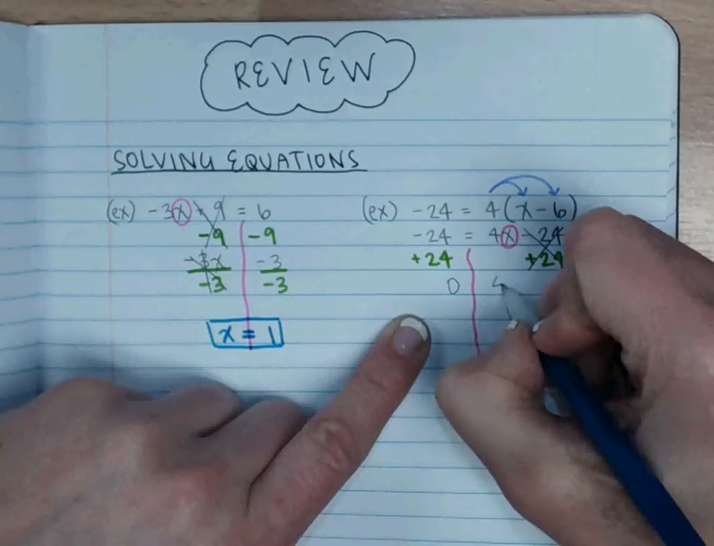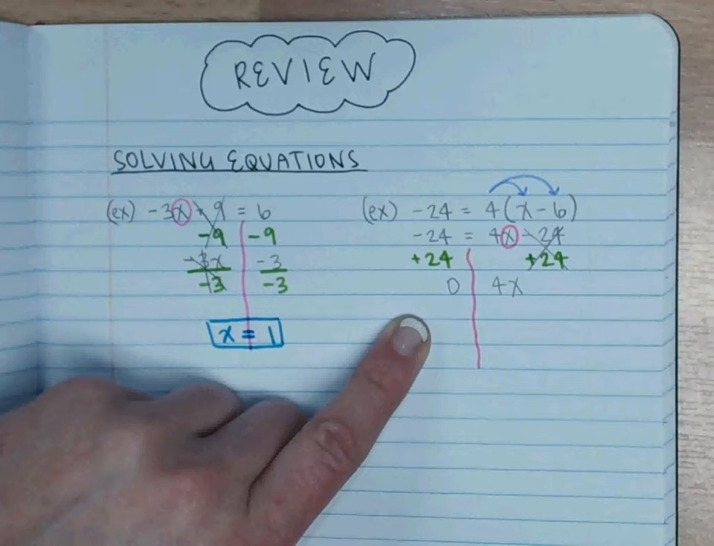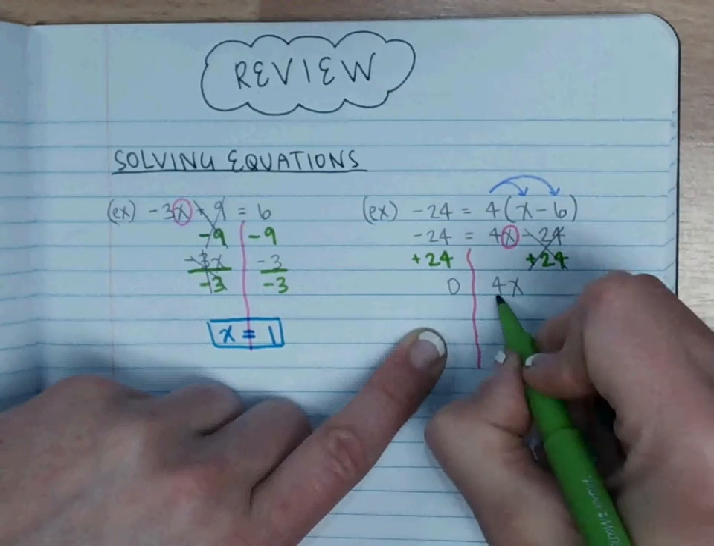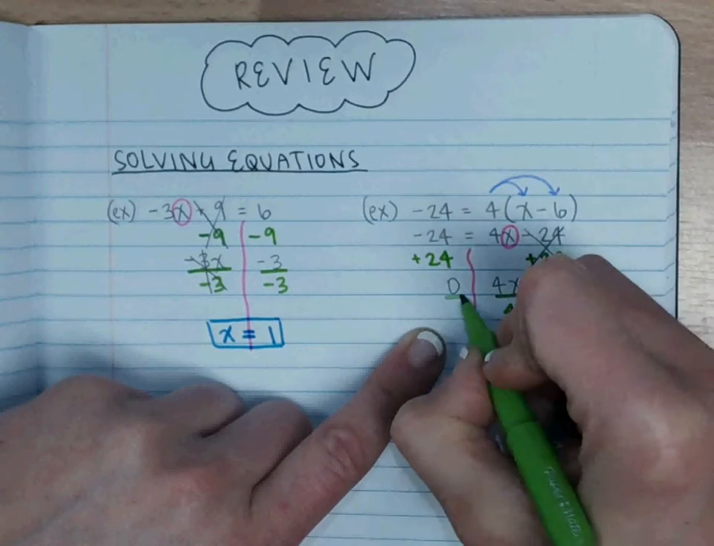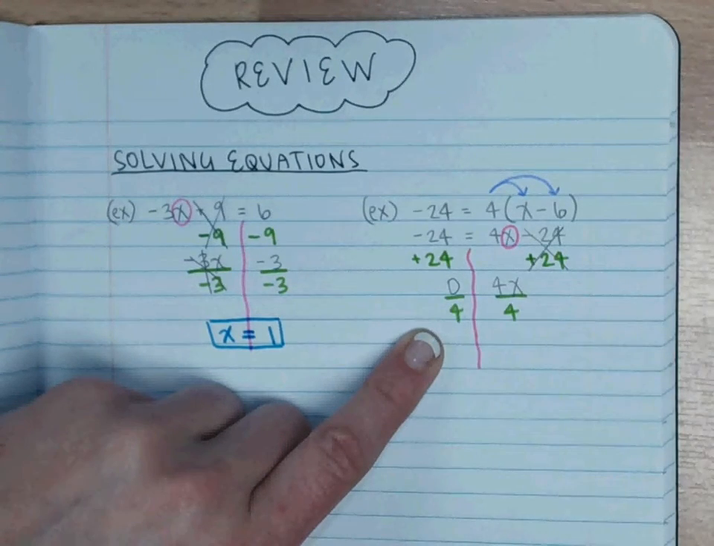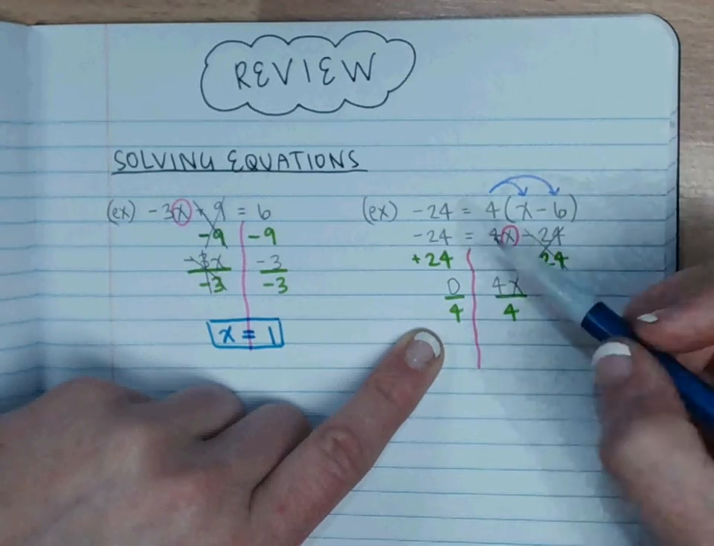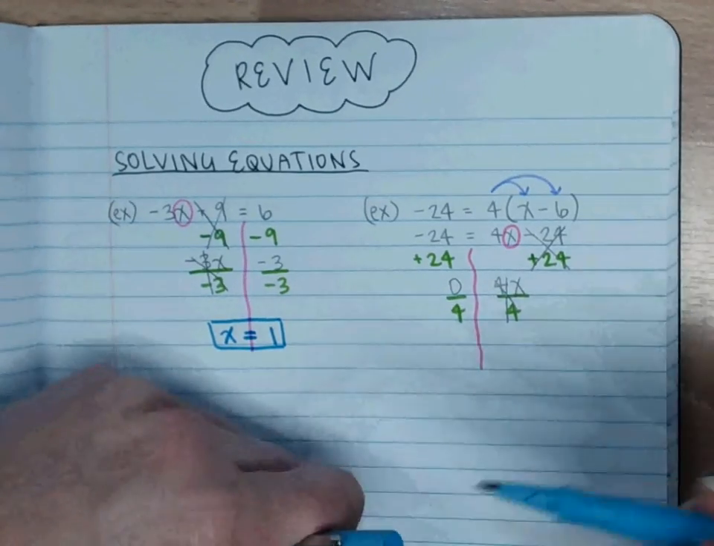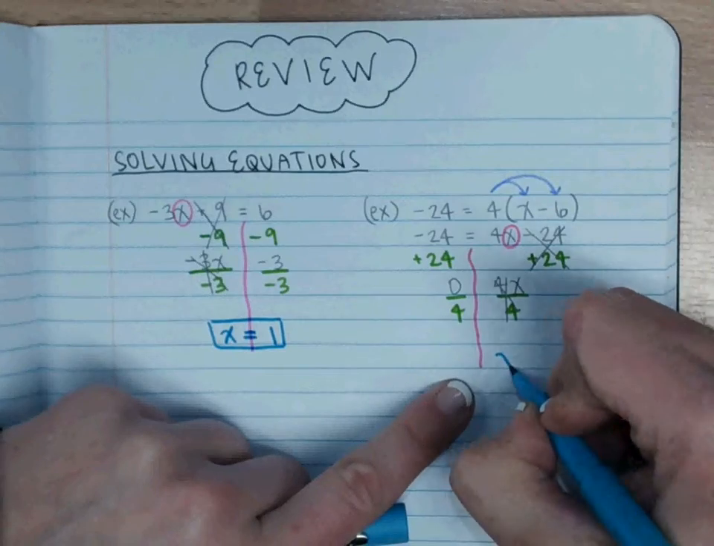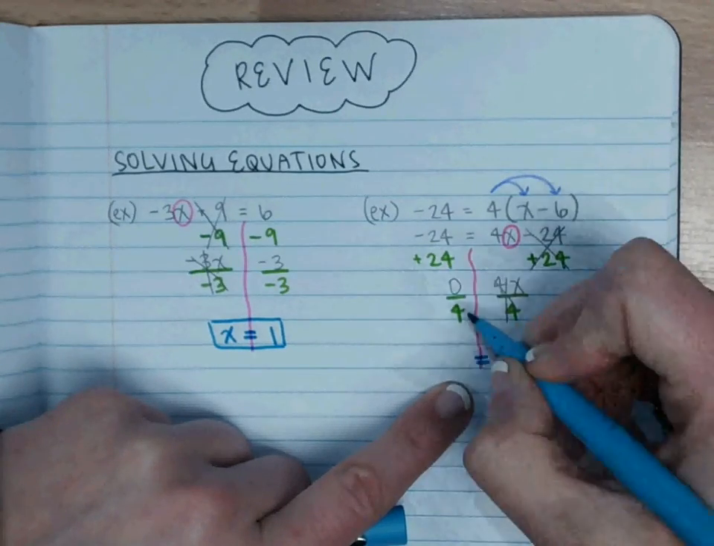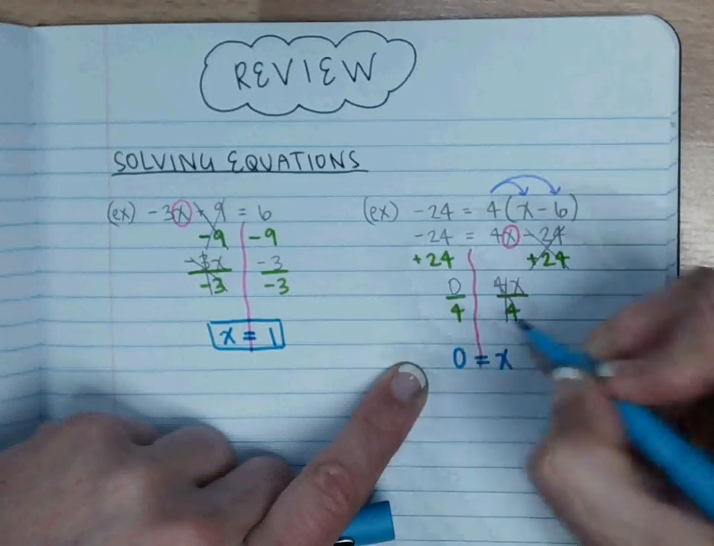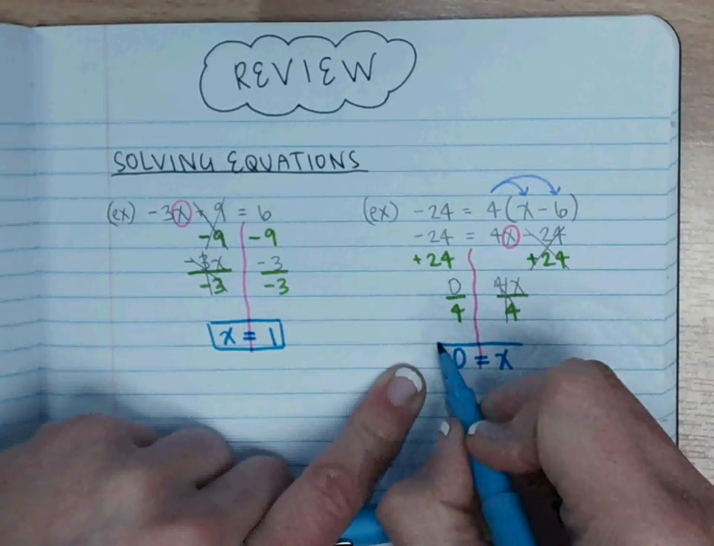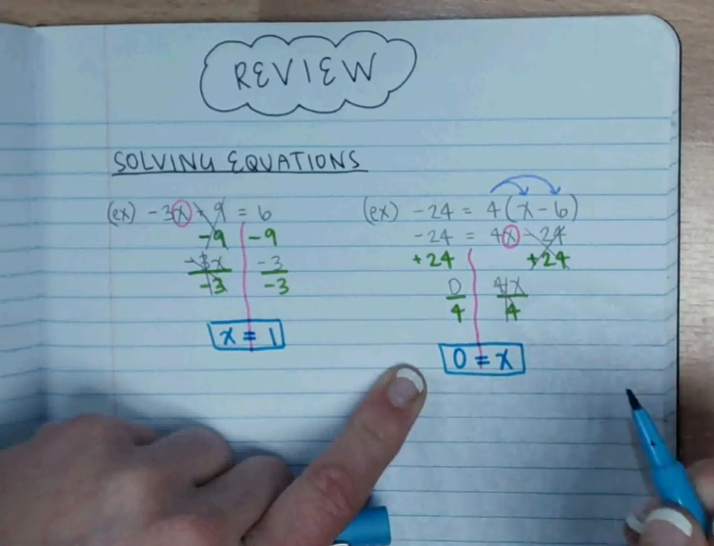And I bring down the 4x. Now, this is 4 times x. The opposite of 4 times x is divided by 4. When I do 4 divided by 4, I get 1. And all I'm left with over here is x. And when I do 0 divided by 4, I get 0. So 0 is my answer.